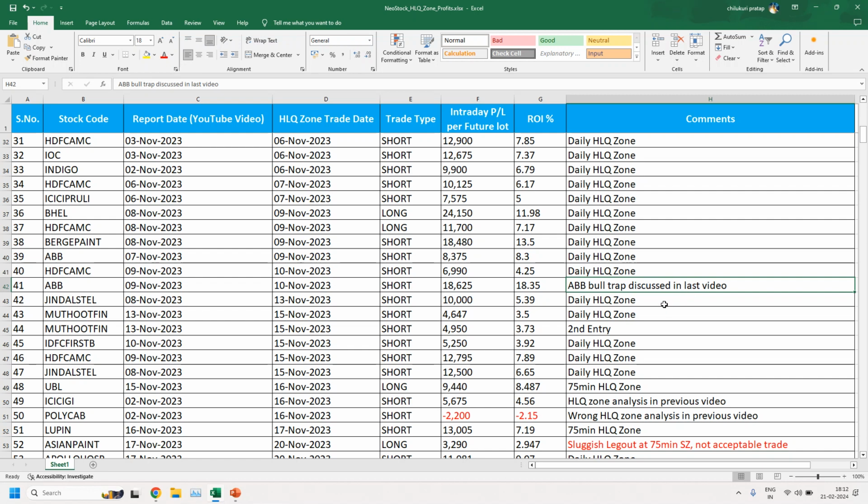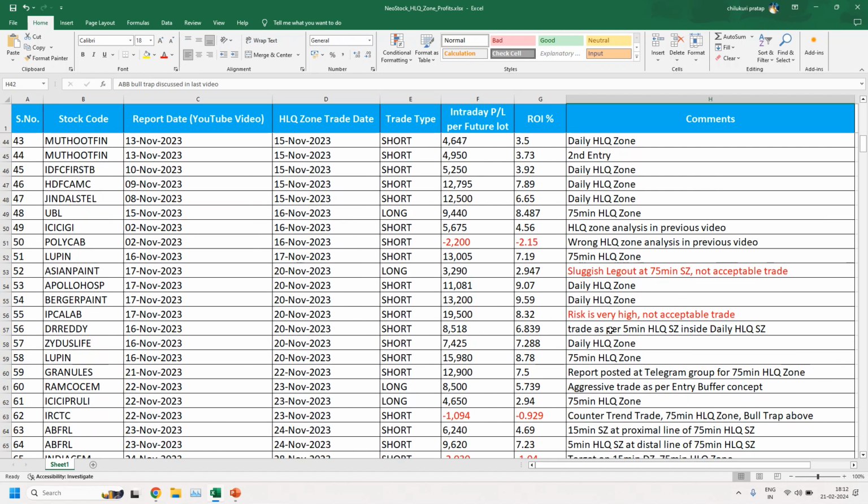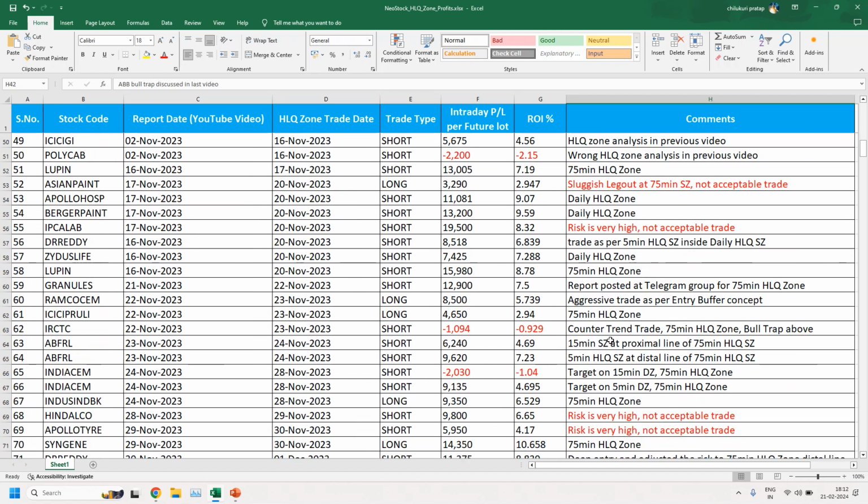Or is it aggressive trade? Sometimes we are trading aggressive trades, but bypassing one time frame and directly going to the next time frame. And based on price action clues, sometimes we take trades, aggressive trades. See here, in the comment section I specified aggressive trade as per here the price action clue is entry buffer. Or sometimes it could be a rejection, aggressive trade as per the rejections. These are all price action clues.